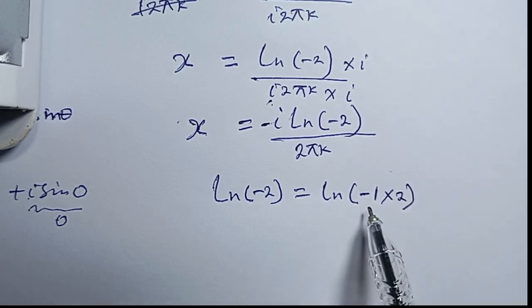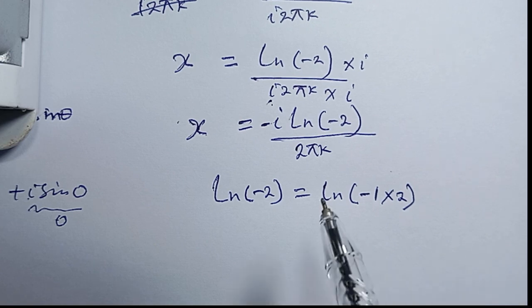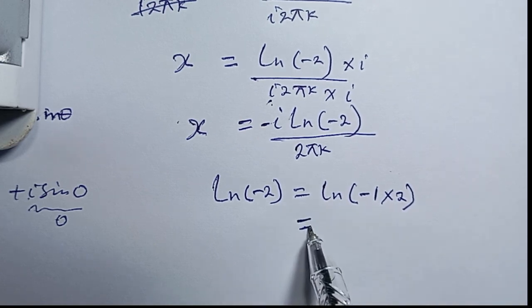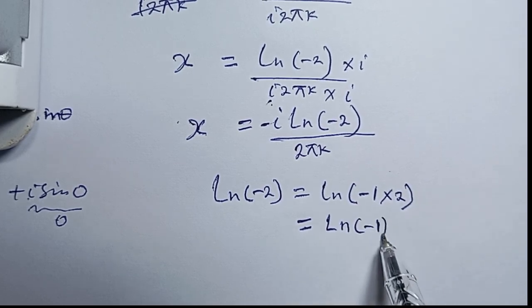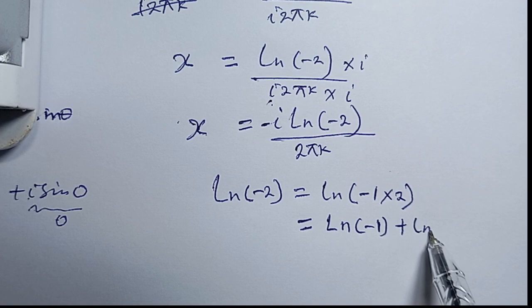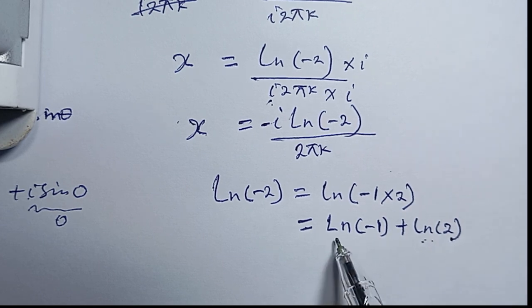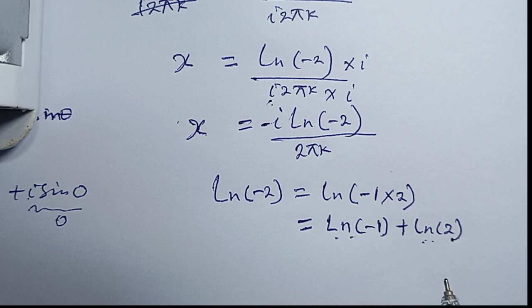So at this point I am going to apply the rule of natural log, where if you have a multiplication you can expand it by summing the terms. So I have the natural log of negative 1, plus the natural log of 2. You can see the natural log of 2 is going to give you a real number, but the natural log of negative 1 does not exist.